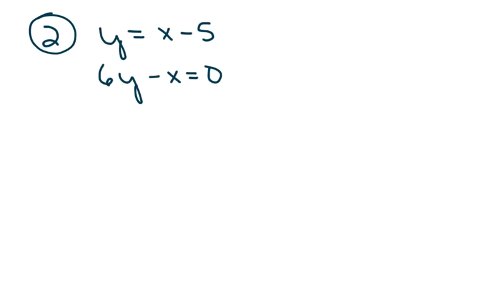How about we do one where we graph it and find the point of intersection? In order to graph it and find the point of intersection, you need to have both equations in slope-intercept form. The first equation's in slope-intercept form, but the second one isn't. So I'm going to solve the equation for y. It's positive x. I'm going to add the x, and then I'm going to divide by 6.